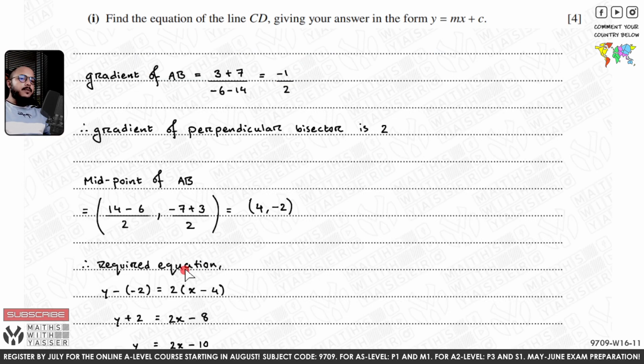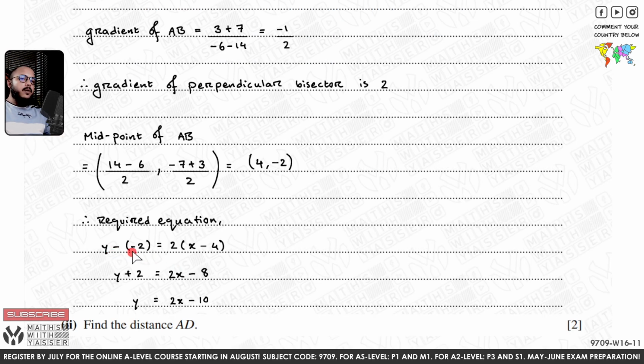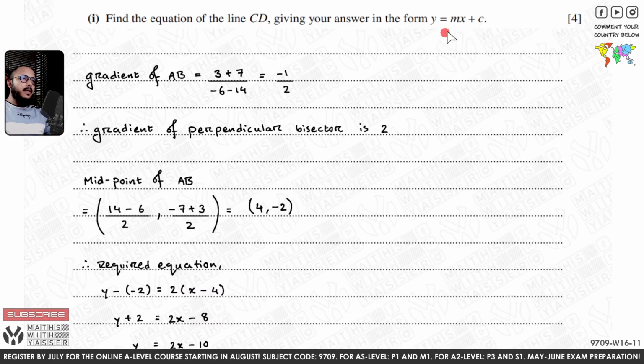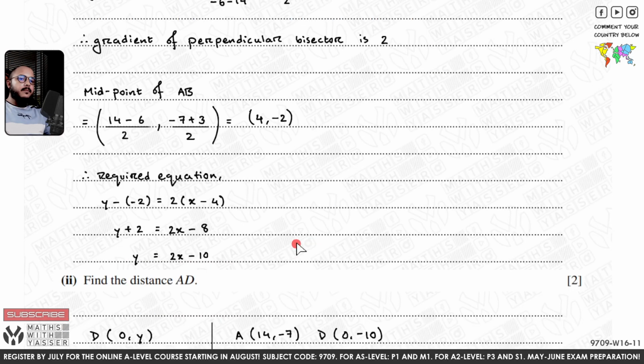That means we can use the formula y minus y1 is equal to m times x minus x1. So y minus -2 is equal to 2 times x minus 4. That gives us y plus 2 is equal to 2x minus 8. That means y is equal to 2x minus 10. And we have expressed the equation of the line in the form y equals mx plus c.